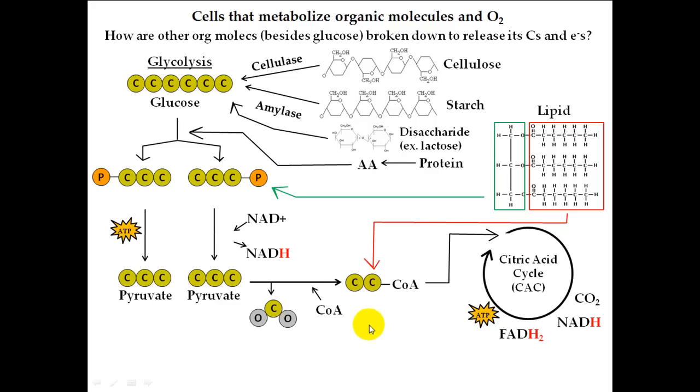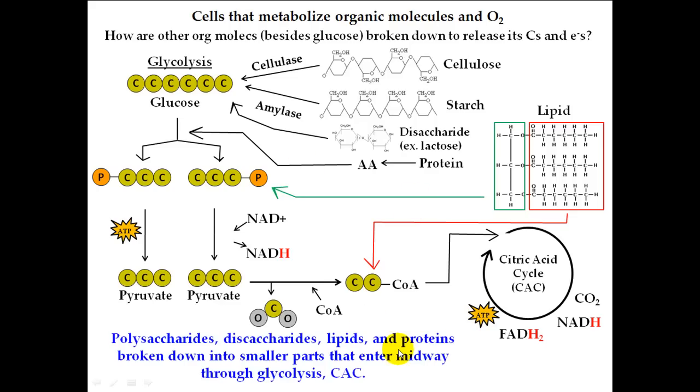The take-home point of all of this can be summed up by this little paragraph here. Polysaccharides, disaccharides, lipids, and proteins can also be broken down into smaller parts that then enter midway through glycolysis or the citric acid cycle. So again, the point here is that it's not just glucose that can be used by these cells that metabolize organic things. All of these other organic molecules can also be metabolized.